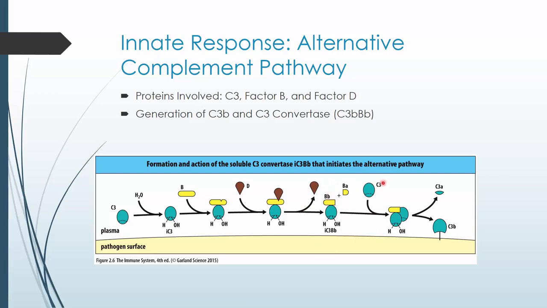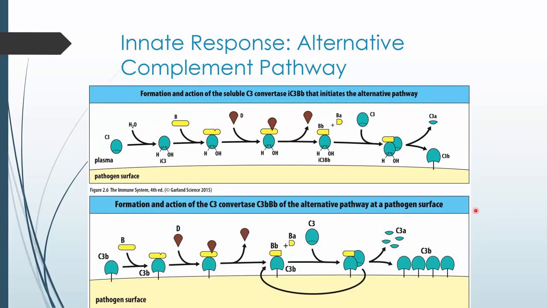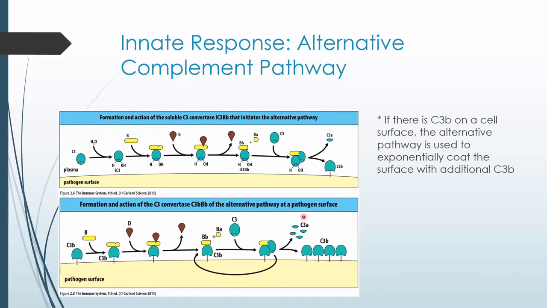So C3 can be activated to C3b and C3a. C3b then attaches to the pathogen surface. The important part of C3b is it then can be used furthermore to create its own C3 convertase. So factor B and D can bind to surface-bound C3b and form a second C3 convertase. In this way, by depositing a single C3b on a pathogen surface, you can coat the pathogen with C3b because there's this positive reinforcement pathway where one C3b can then become another C3 convertase.